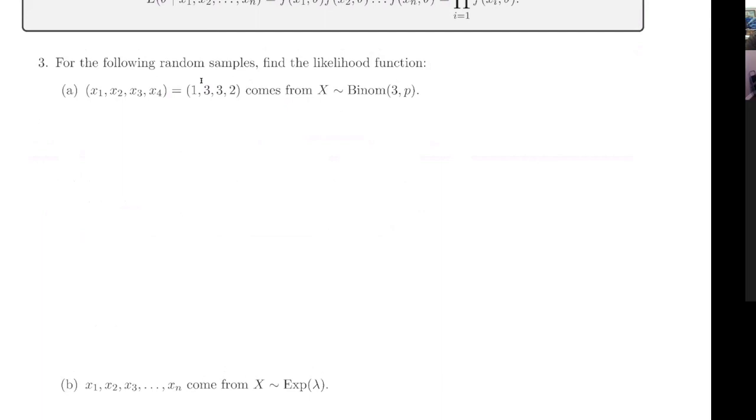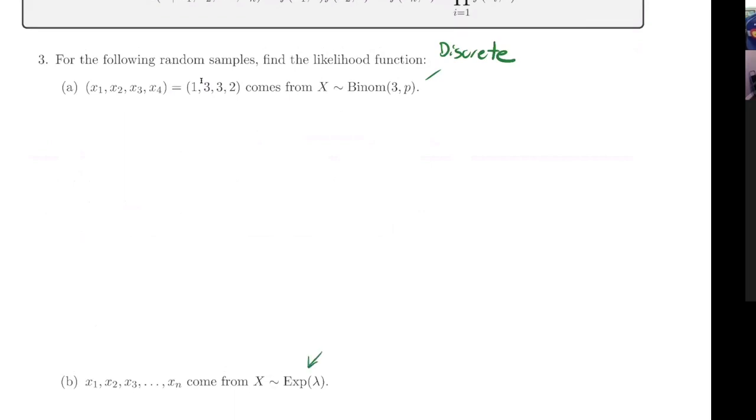So binomial distribution, that's discrete. We're counting how many successes. Exponential distribution, that's continuous. We're measuring the length of time between occurrences.